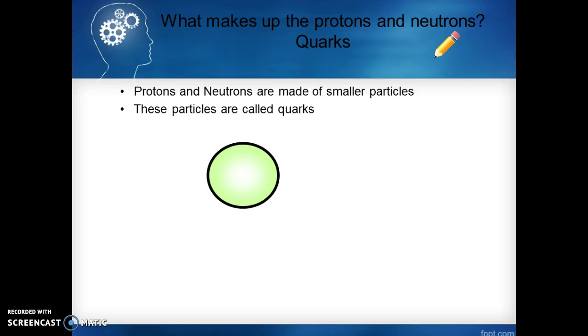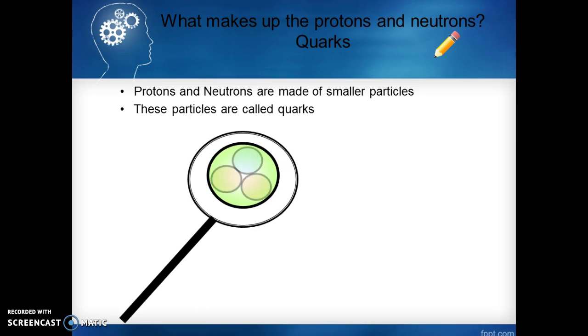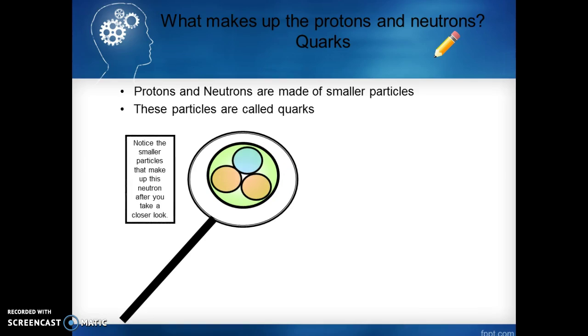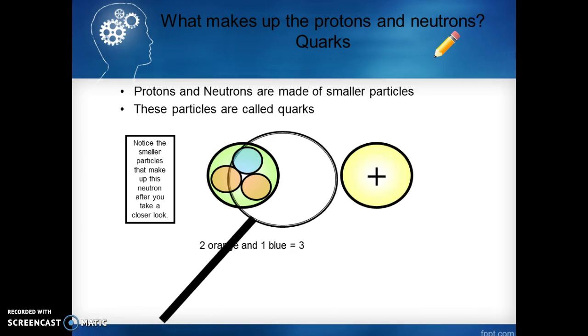Let's take a closer look at this neutron. Notice the smallest particles that make up this neutron? They have 2 orange and 1 blue. Altogether, there are 3. Now let's take a look at this proton.